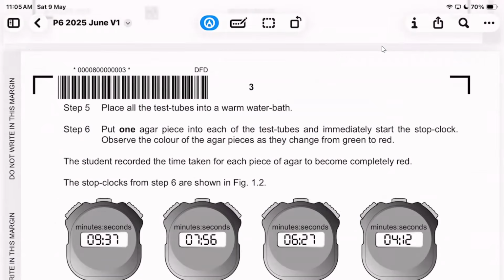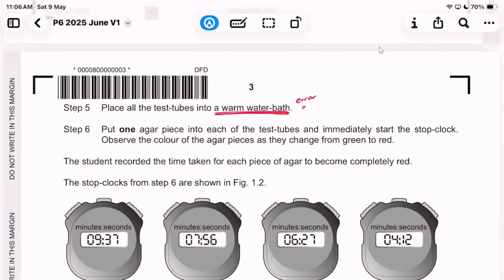Step number 5, place all test tubes into a warm water bath. They didn't say that this is maintained, and they didn't say the value of the temperature of the water bath, and it is never maintained. So it's a kind of error. How can we improve it? We have to use a thermostatically controlled water bath.